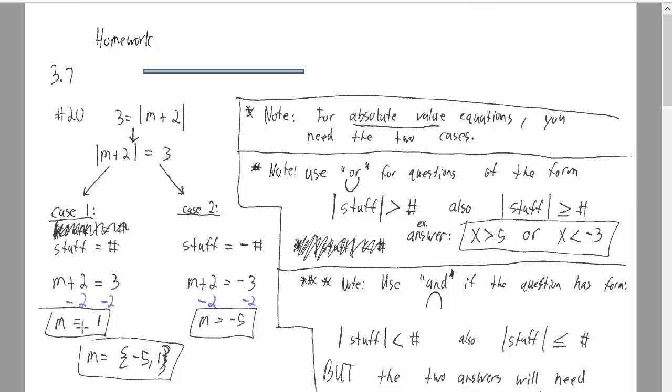Get the n by itself. You get 1 in this case. You get -5 in this case. And that's why your answers are 1 or -5. So when you have absolute value equations, you're going to have that "or" some of the time.